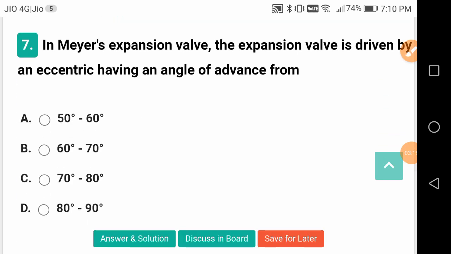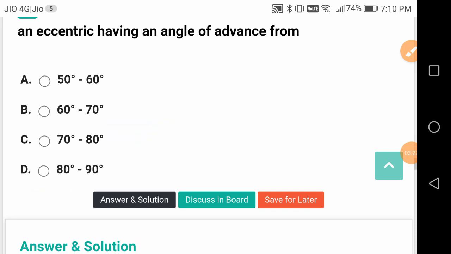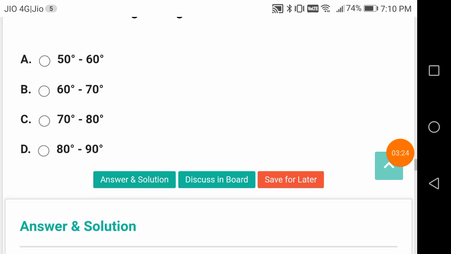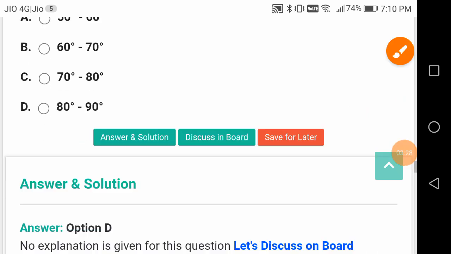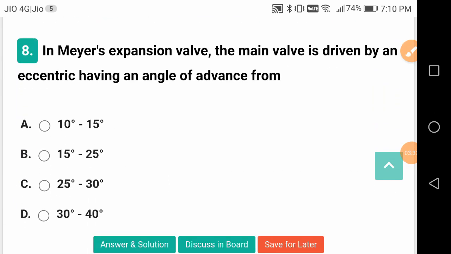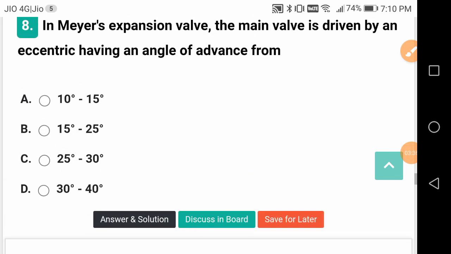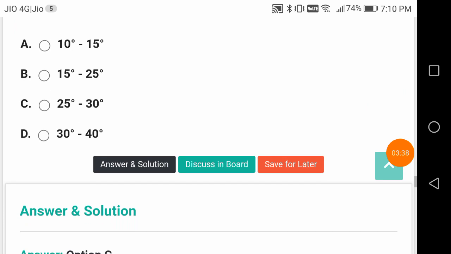In Meyer's expansion valve, the expansion valve is driven by an eccentric having an angle of advance from 80 to 90 degrees. In Meyer's expansion valve, the main valve is driven by an eccentric having an angle of advance from 25 to 30 degrees.